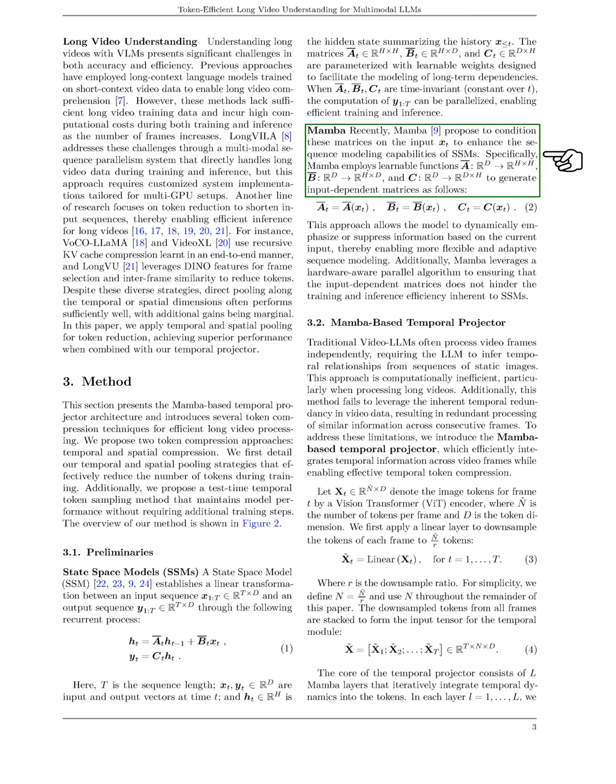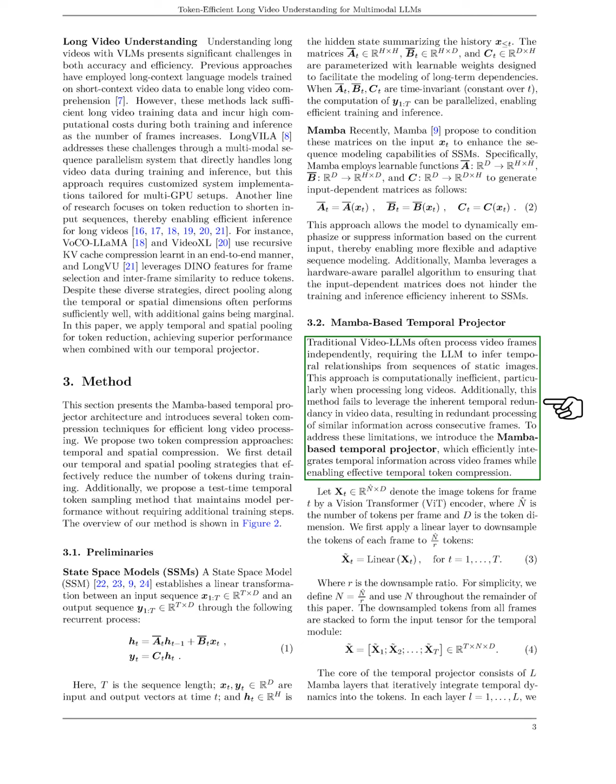Recently, Mamba has improved SSMs by conditioning these matrices on the input, enhancing their sequence modeling capabilities. Mamba uses learnable functions to create input-dependent matrices, allowing the model to adaptively focus on relevant information based on the current input. This approach also includes a hardware-aware parallel algorithm to maintain efficiency during training and inference.